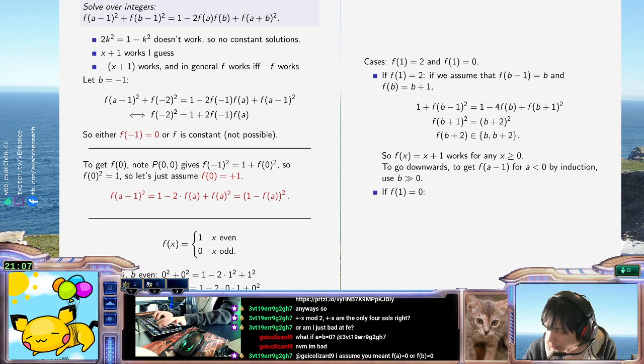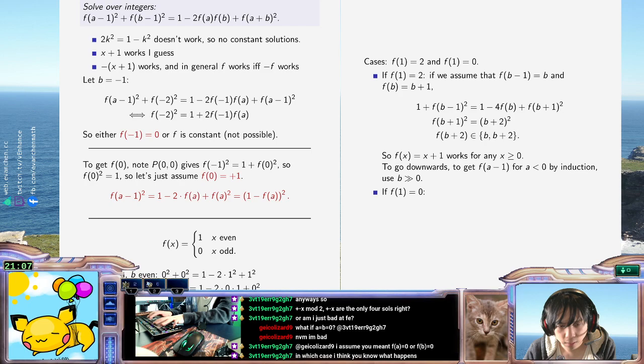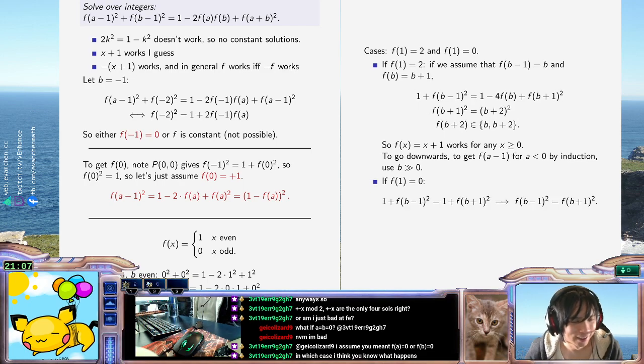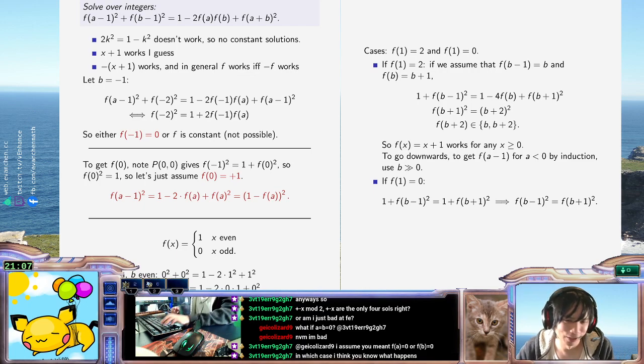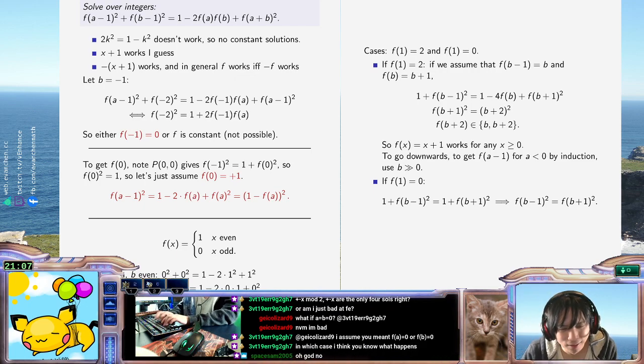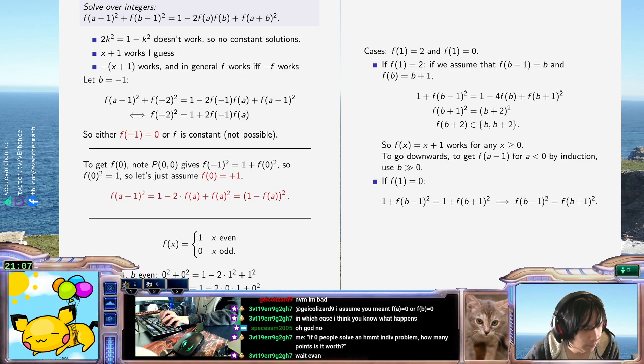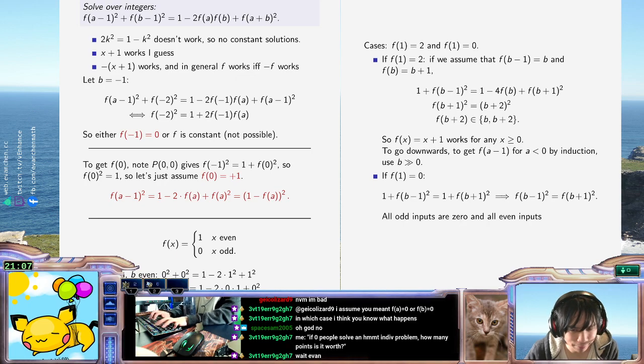Okay, so if it's 0, that's really bad news. Okay, so all the odd numbers are 0. We have that much. And all even inputs are plus or minus 1.